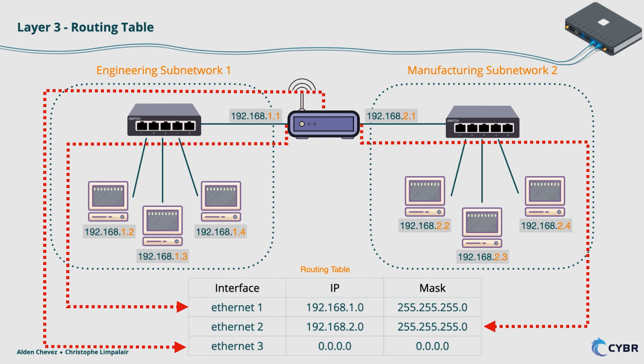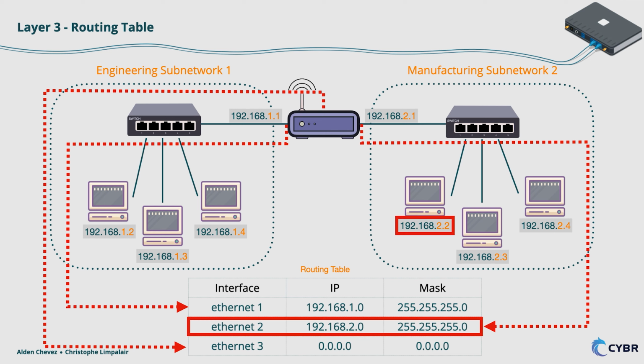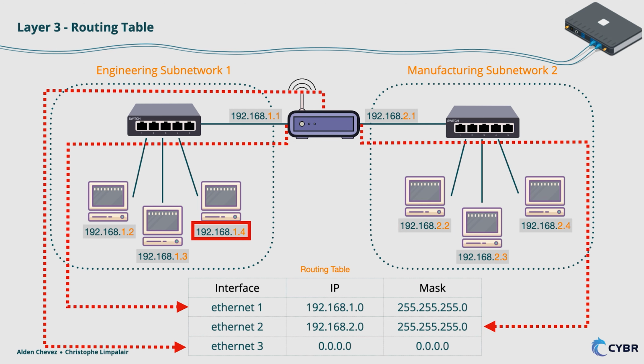So let's say that a packet has a destination address of 192.168.2.2, the router would know that it has to use Ethernet 2. If a packet, though, had a destination address of 192.168.1.4, then the router would know to use interface Ethernet 1.